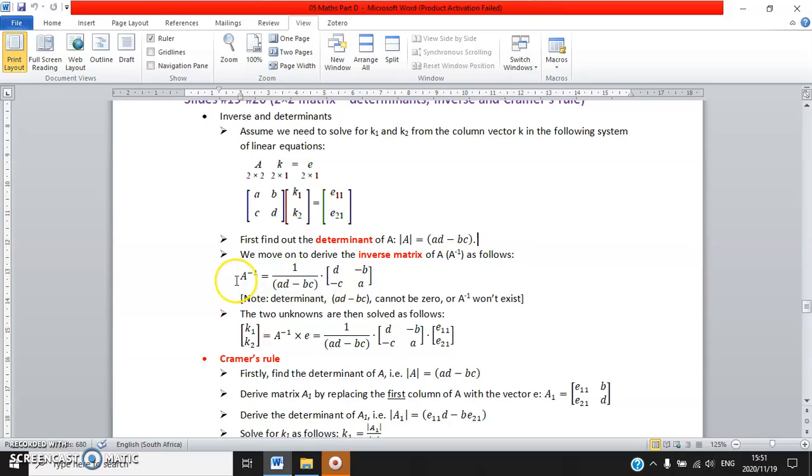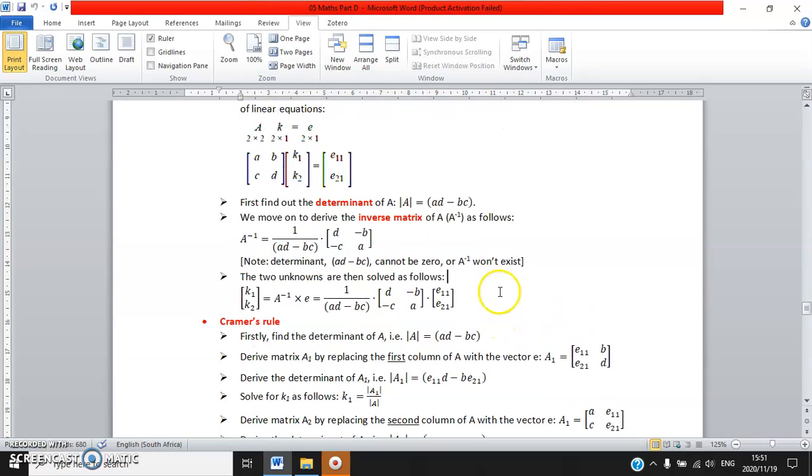Then we move on to derive the inverse matrix of A, which is A to the power of minus 1. It is derived as 1 over the determinant of A, times the matrix A but with some of the elements swapped around. A and D have their locations swapped. Do you notice that? B and C stay, but you have to add the negative sign. And notice the 1 over the determinant, so the determinant cannot be 0, because if the denominator is 0, then the whole thing would be undefined, and it means the inverse would not exist.